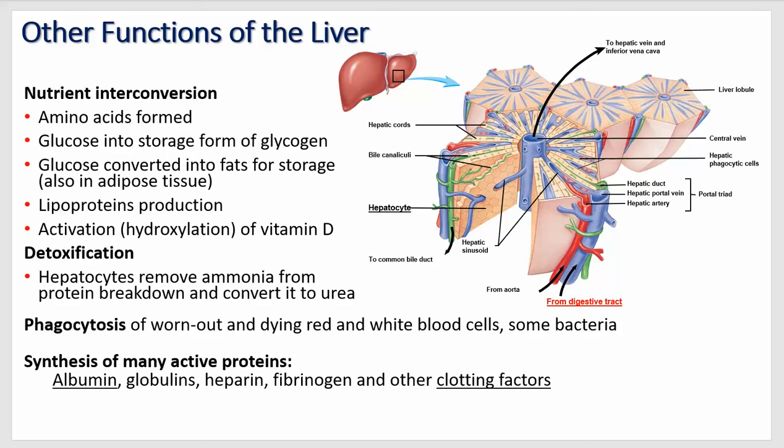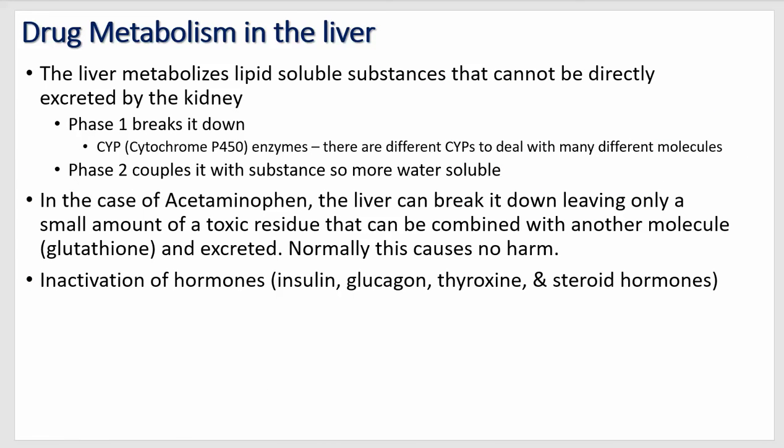Okay, I feel like I'm selling you a liver cell. Like, hey, this thing does everything. All right, so synthesis of many active proteins. Albumins are made there, globulins, heparin, fibrinogen, other clotting factors. Just, you can buy it on Amazon. Just buy yourself a liver. You can do everything.